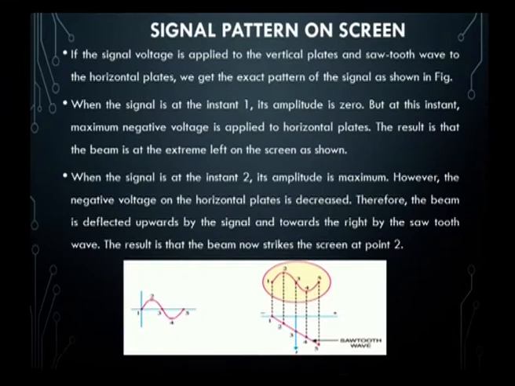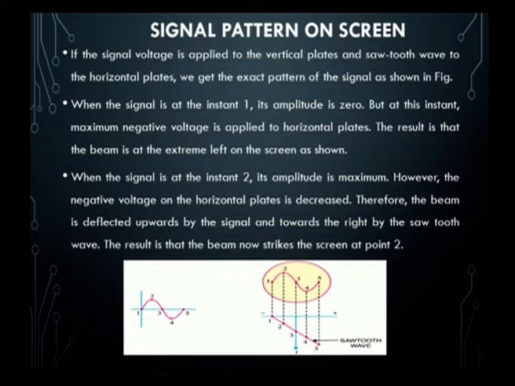Next, we move on to the signal pattern on the screen. Now, we know how the vertical deflection plates make a signal appear on the screen, and how the horizontal plate makes a signal appear on the screen. Combining these, we get a signal pattern on the screen. So, we come to a conclusion now.